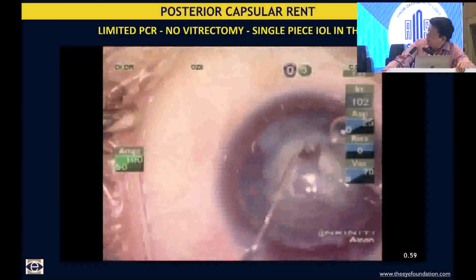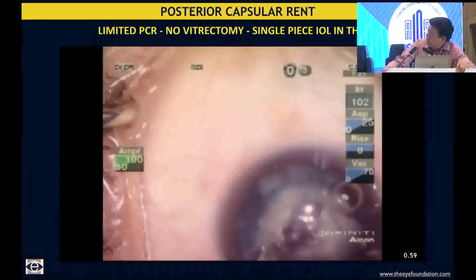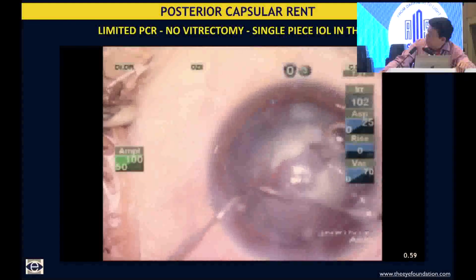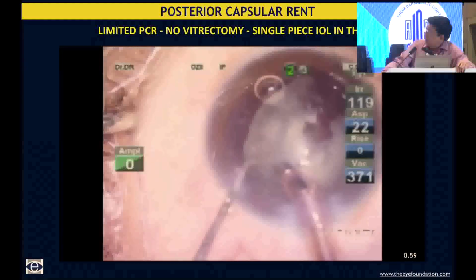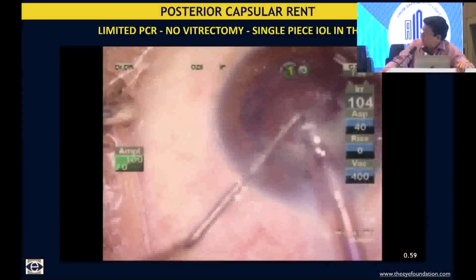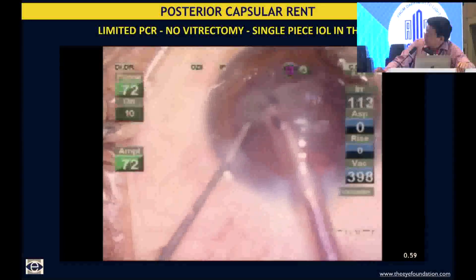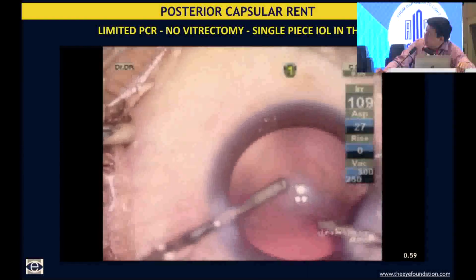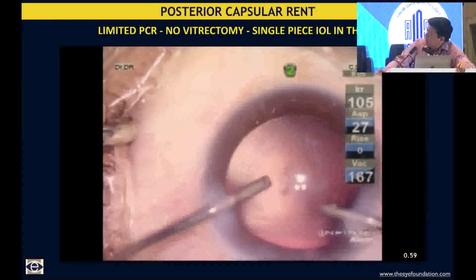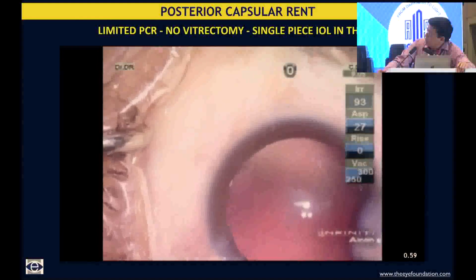I bisect the nucleus, and as you'll see at the end of this, the posterior capsule is still intact after the entire nucleus comes out. But just to emphasize the fact that the capsule is always extremely weak in these cases, with a simple polishing, you can see that there is an area of dehiscence of the posterior capsule that has happened.